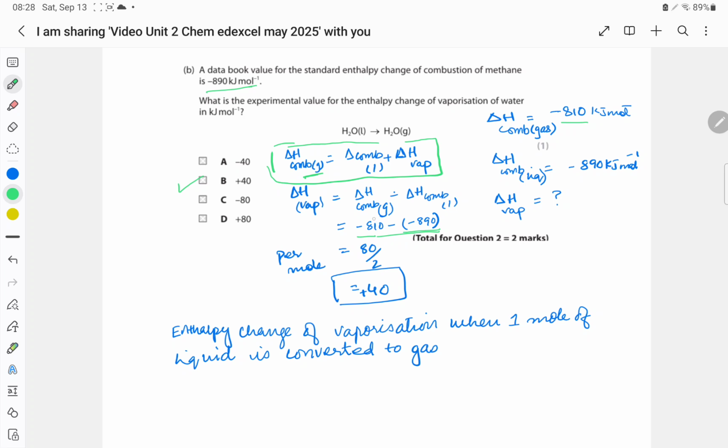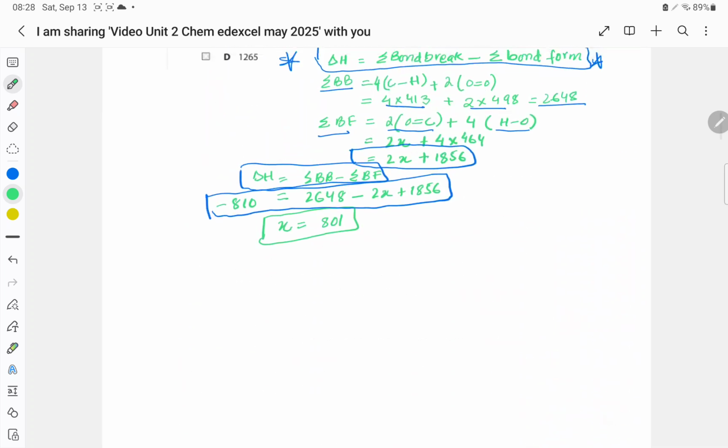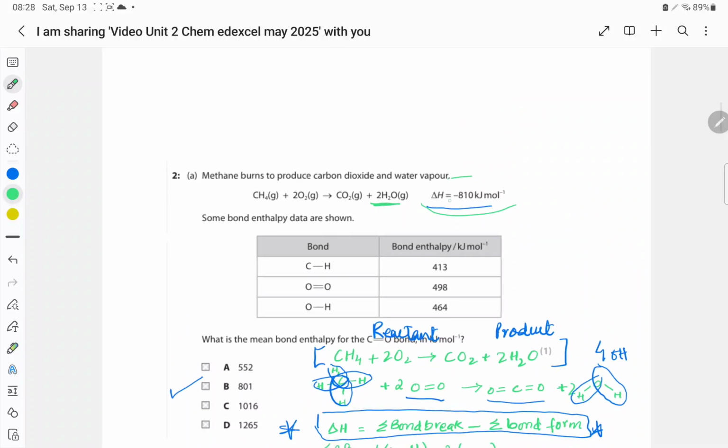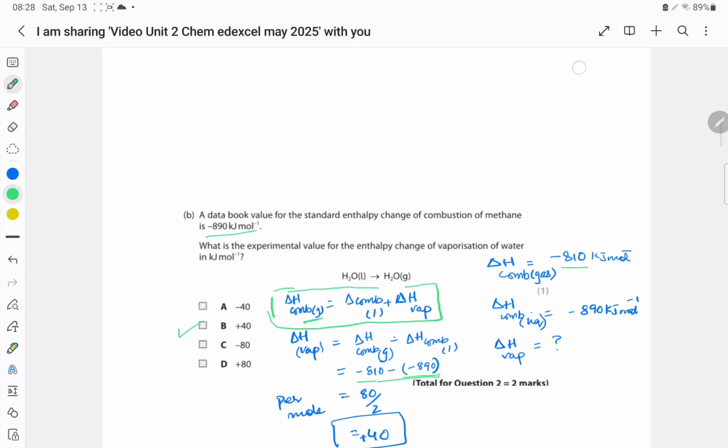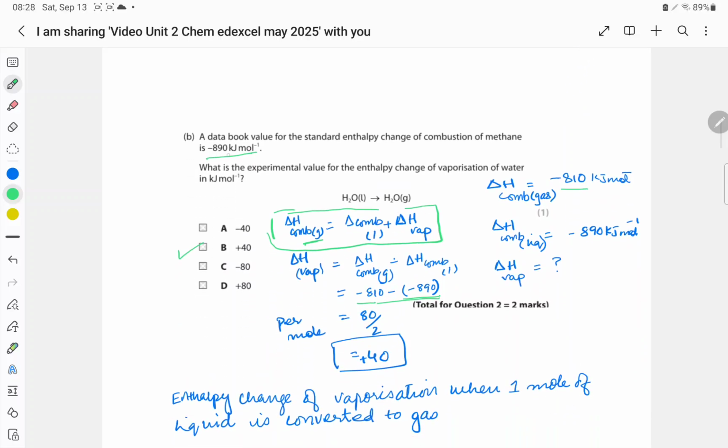We know that the enthalpy change of combustion in the gaseous state is 810, which is given in the previous part of the question. If you look here, this 810 is already given to us, so we're going to place this value, and there's another value, minus 890, given for the liquid state, so we place this value in too, and the answer is 80. Why have we divided by 2?